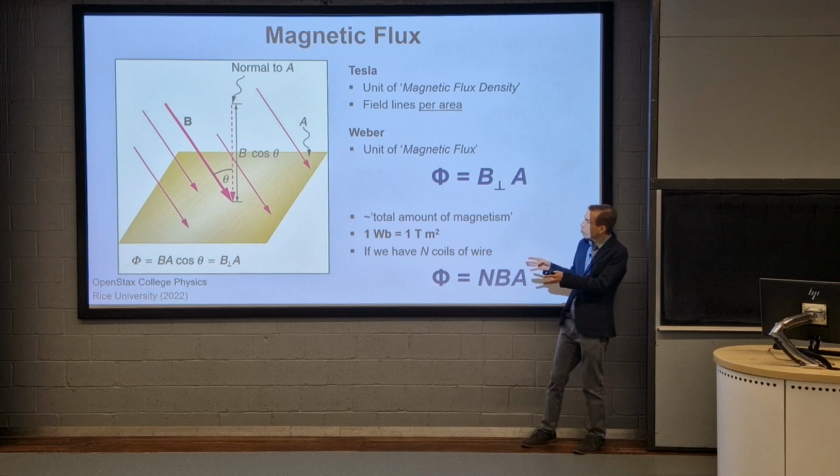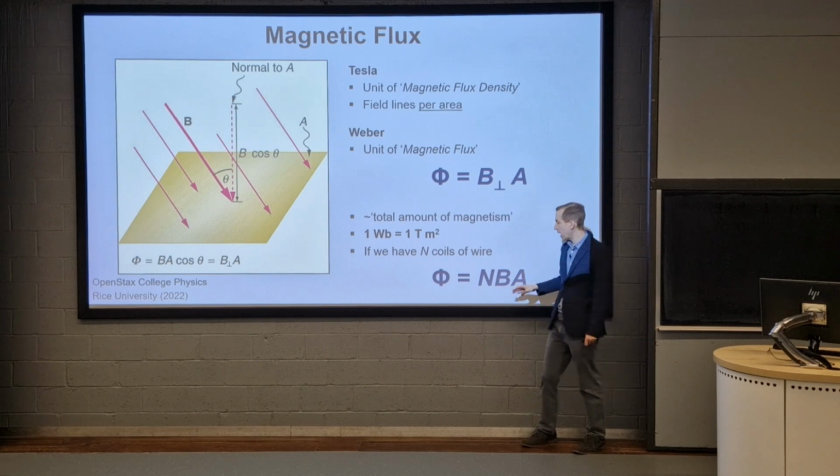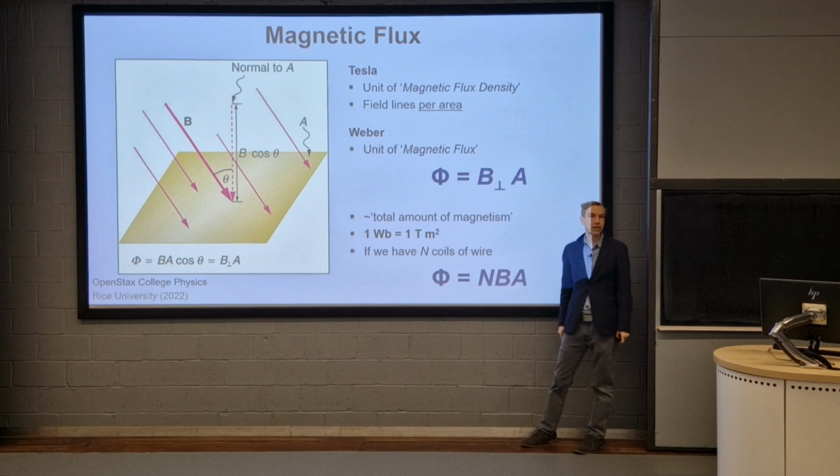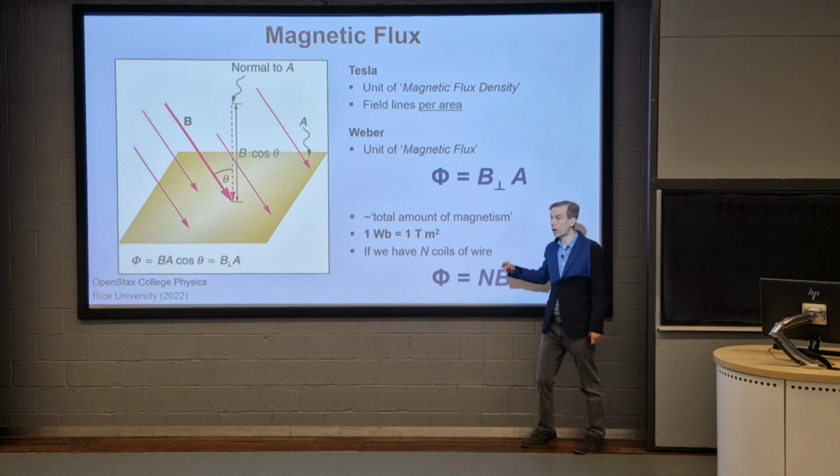So that's a bit of an overview of the relationship between magnetic flux density, which we saw last week, and total magnetic flux. So we just take the flux density, multiply it by the area, so however big the coil in our electric motor or our electric generator is, and however many coils of wire we have there.